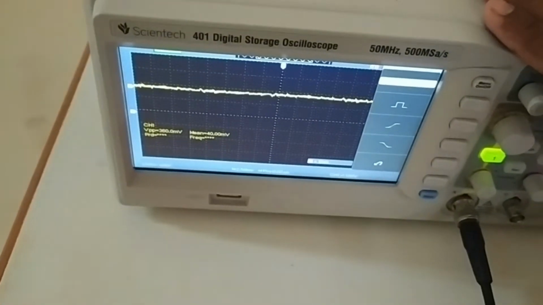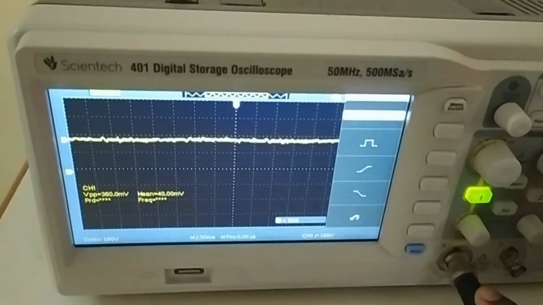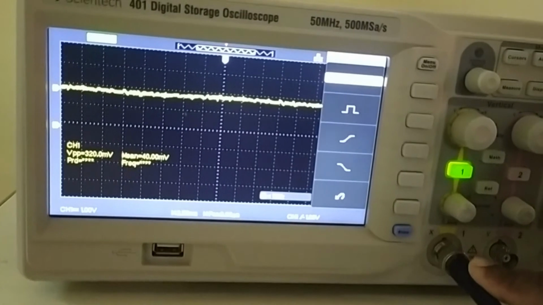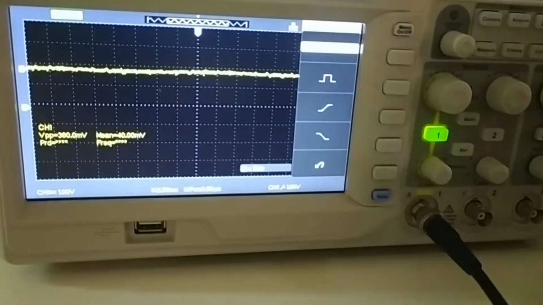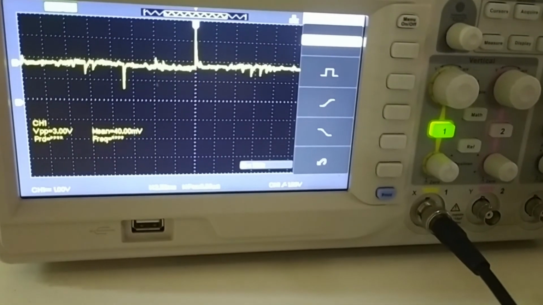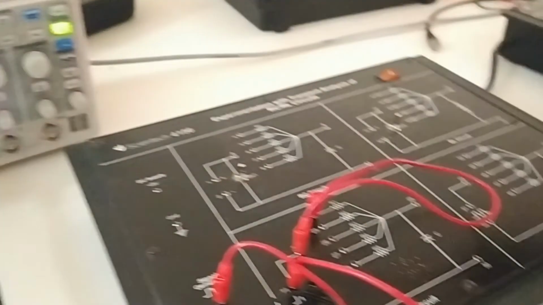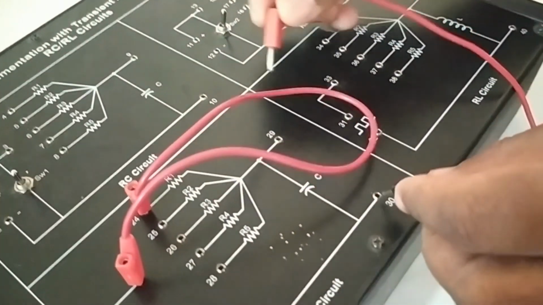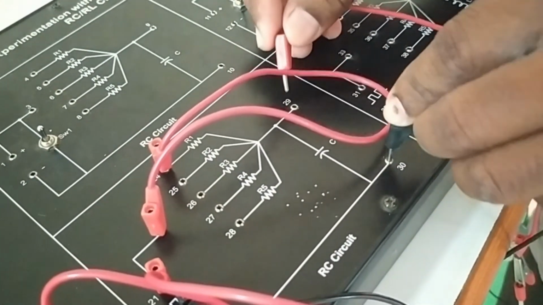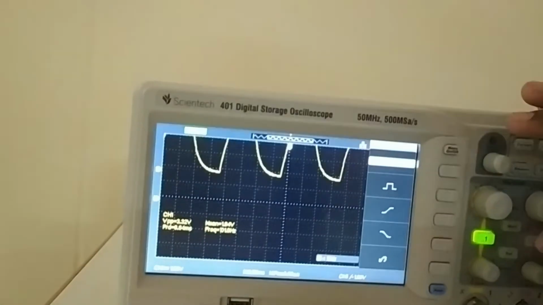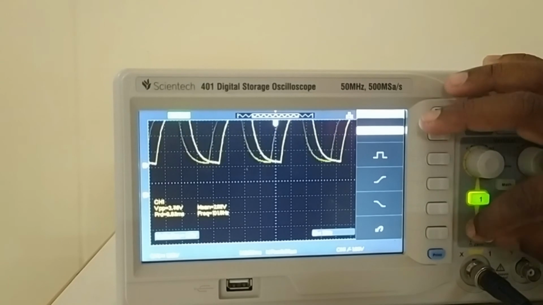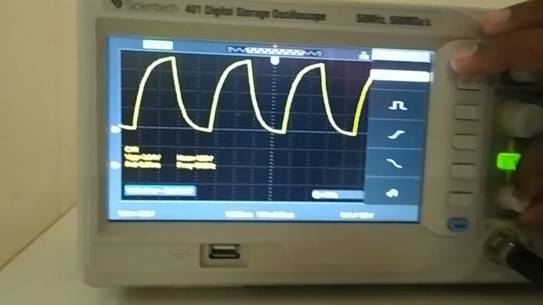So this is the digital oscilloscope. I am considering channel 1, so we can observe the variation in the voltage across the capacitor. Now I am connecting the CRO probes to the capacitor terminals. Now switch on the power supply in the trainer kit. We can clearly observe the variation in the voltage across the capacitor, that is VC.